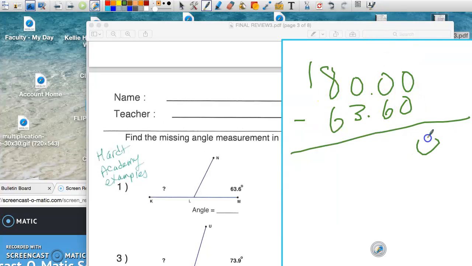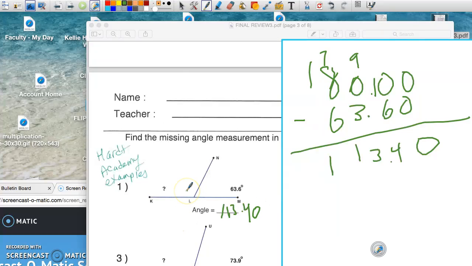0 minus 0 is 0. You will borrow. Carr and I had a great discussion about borrowing today. 10 minus 6 is 4. 9 minus 3 is 3. 7 minus 6 is 1. 1 minus 0 is 1. My answer here is 113.4.